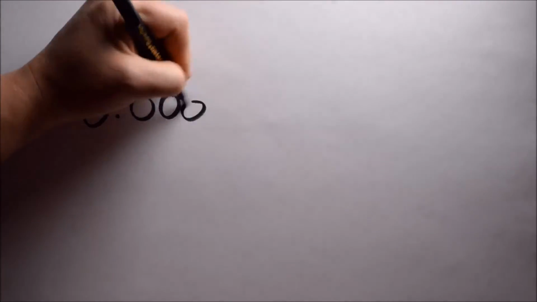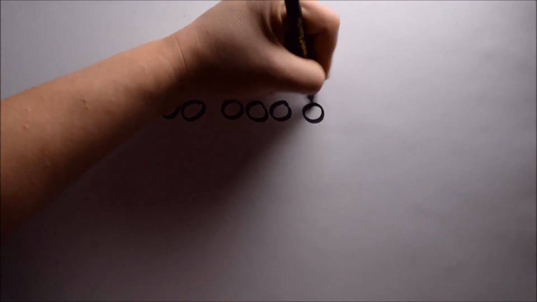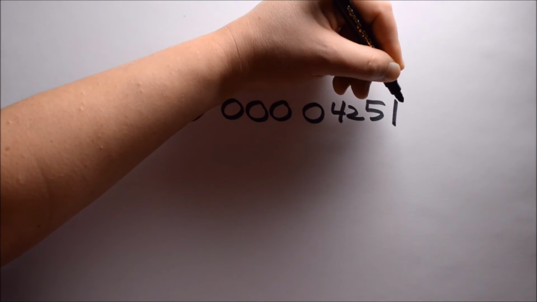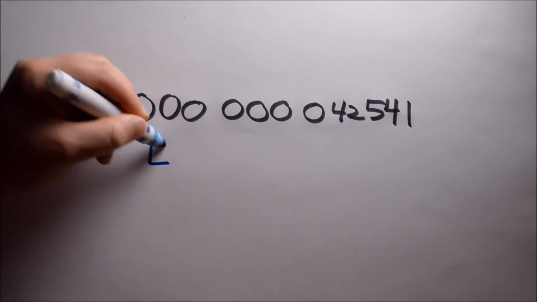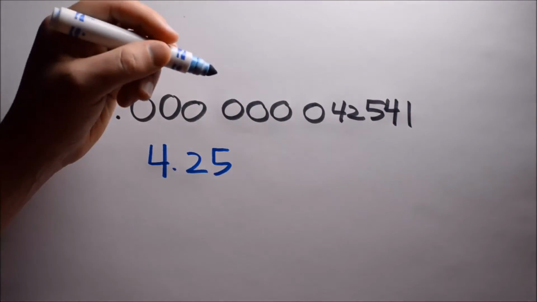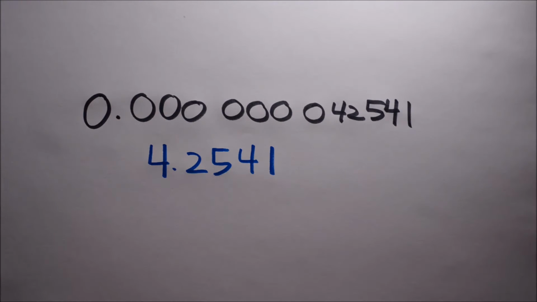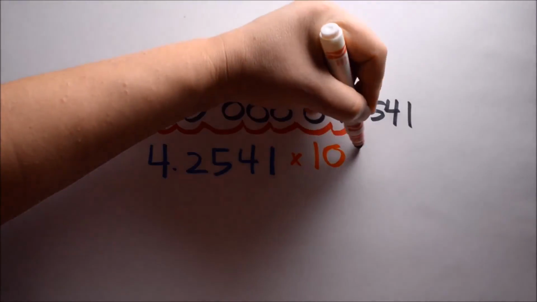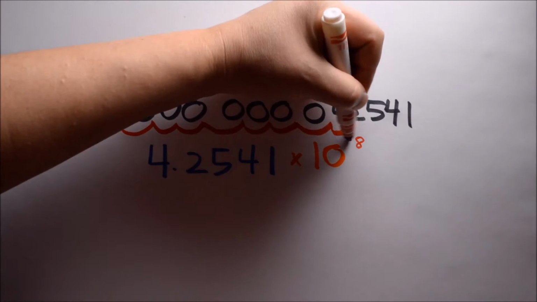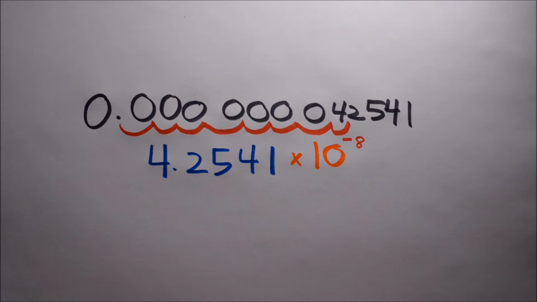One last tiny number for us here. 0.0042541. I'm going to again take all the significant digits and rewrite them in the form greater than or equal to 1 and less than 10. Multiply by the base. Then do some counting. How many places does that decimal place have to move before it gets in between the 4 and the 2? 8. Again, it's a small number, so it ends up being negative.